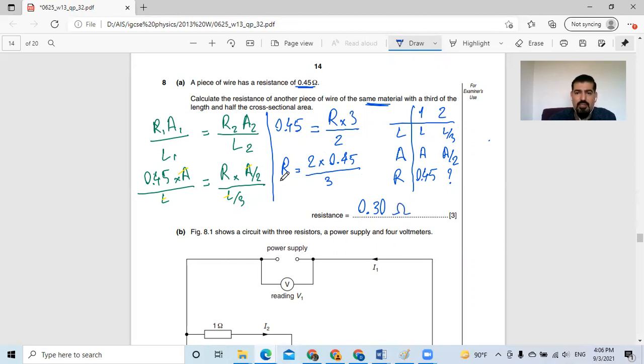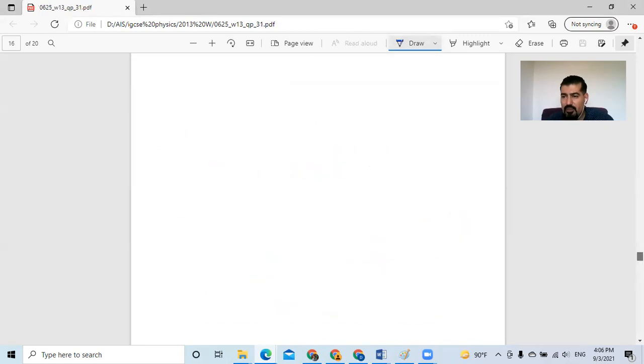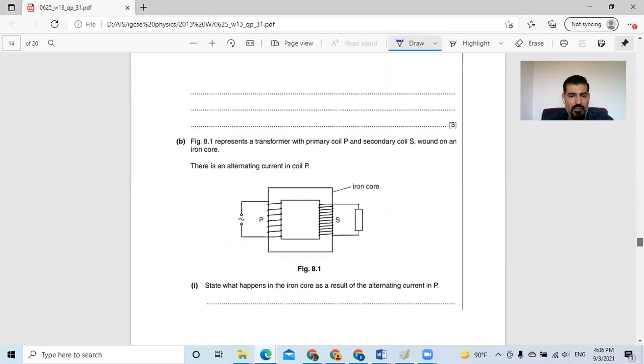We're not going to answer the rest of the question. Let's go on to another idea. Most of the questions talk about the relationship about what we are talking about, what we study now. This is question number 9 from October/November 2013. Question number 9.